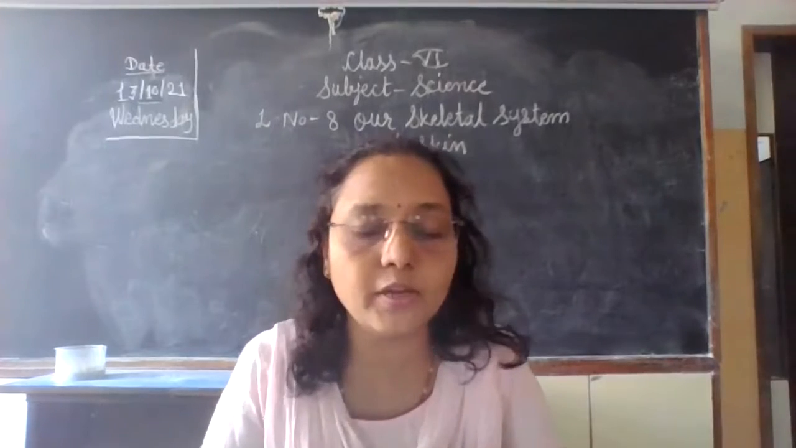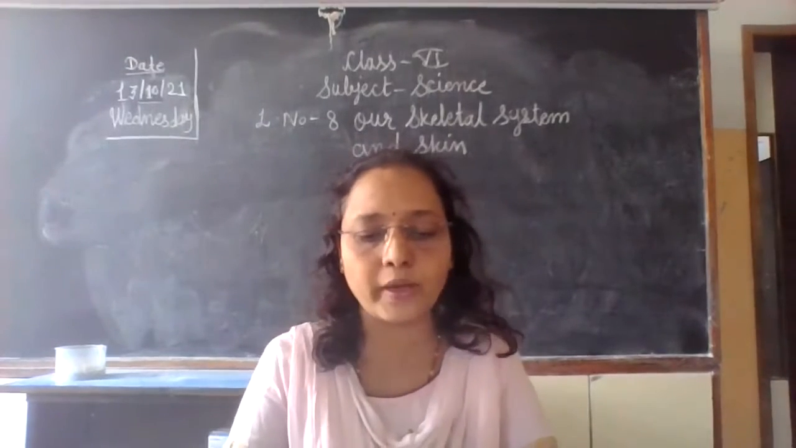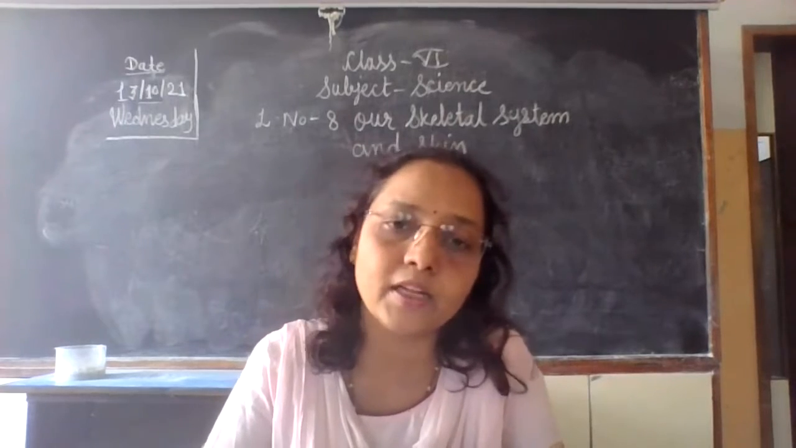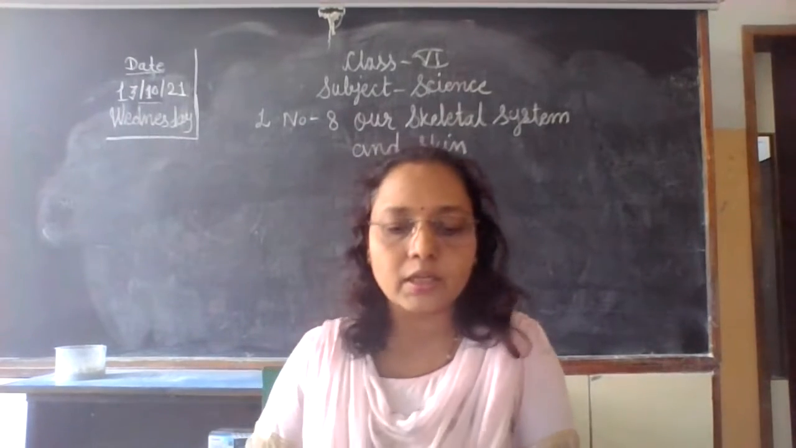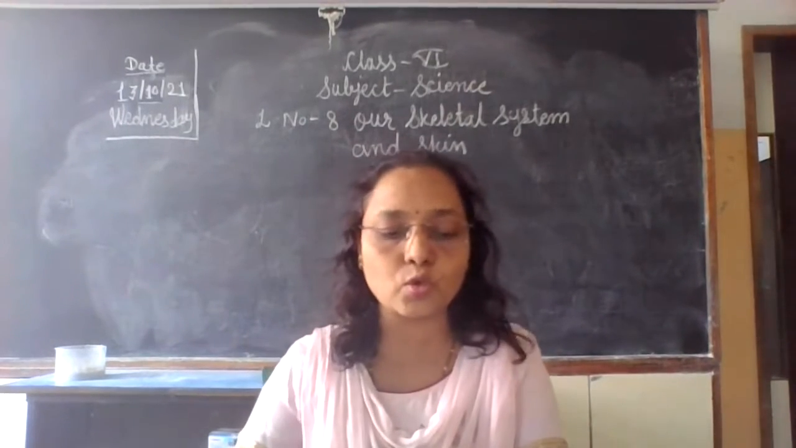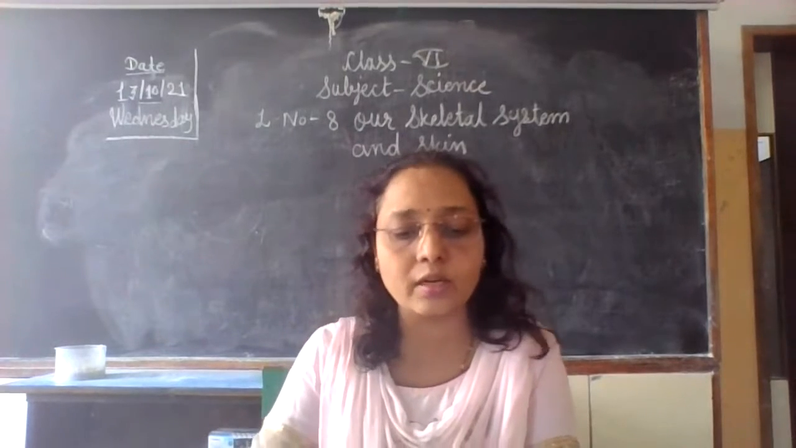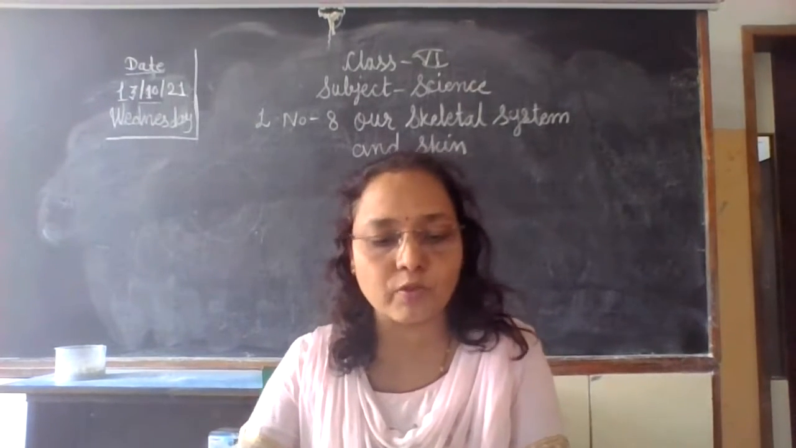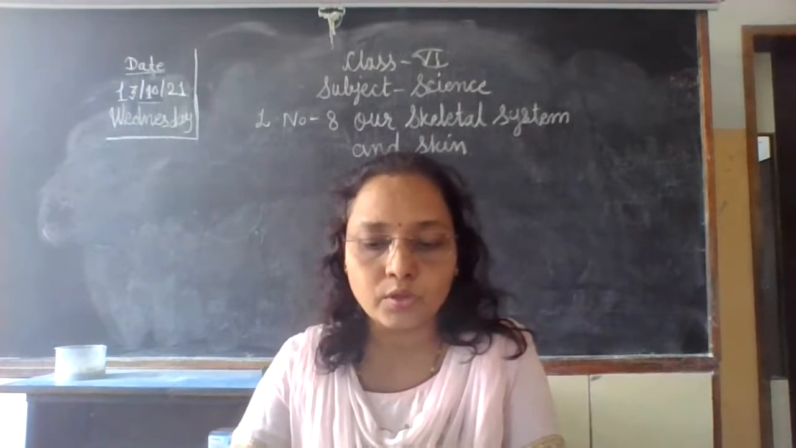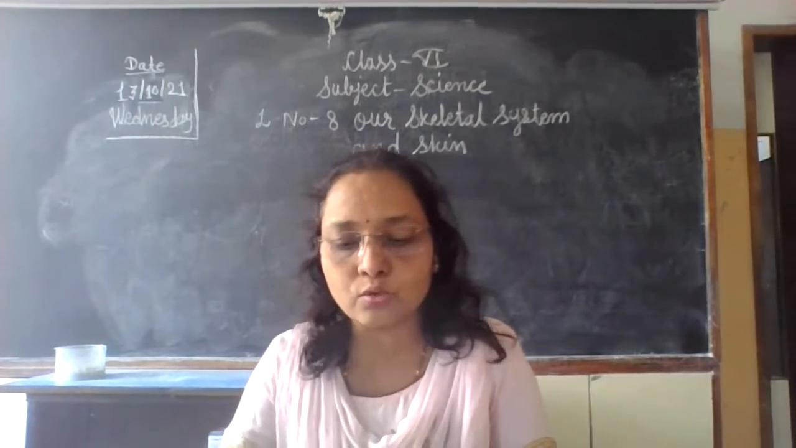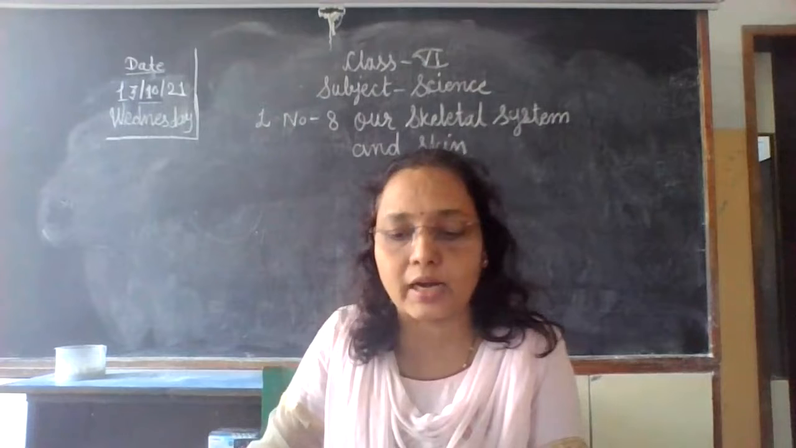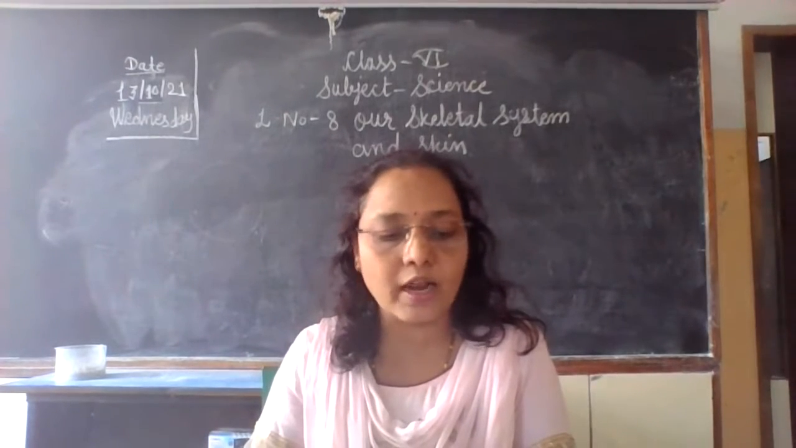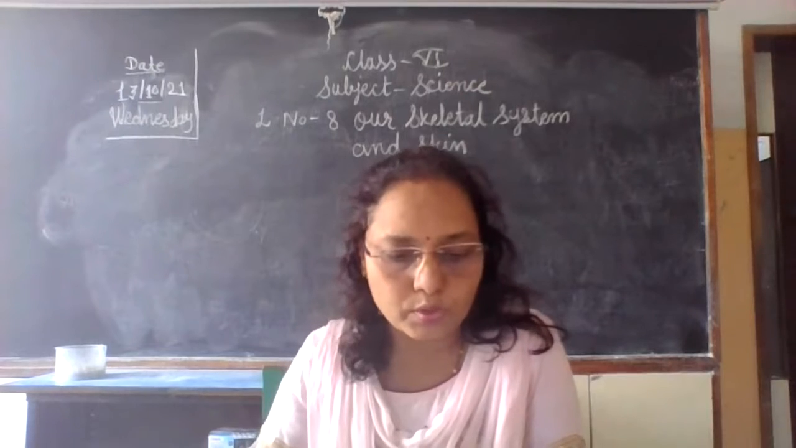Okay, so let's see the limbs. Our skeleton has two pairs of limbs, that is forelimbs or arms, and hind limbs, that is legs. The upper limbs are attached to the shoulder, that is the shoulder girdle, which means the pectoral girdle, and the upper arm has one long bone that is called the humerus, and two short bones joined together, that is radius and ulna. The wrist and the fingers have several small bones.